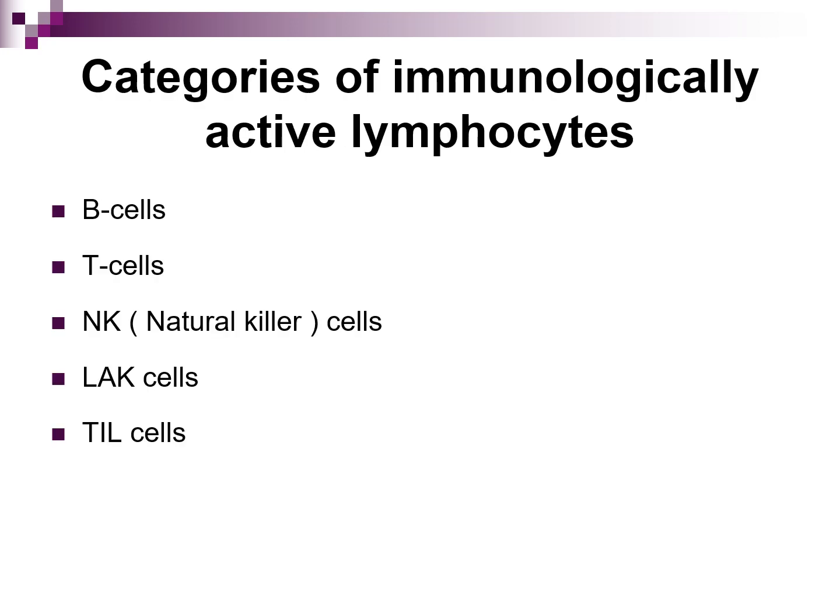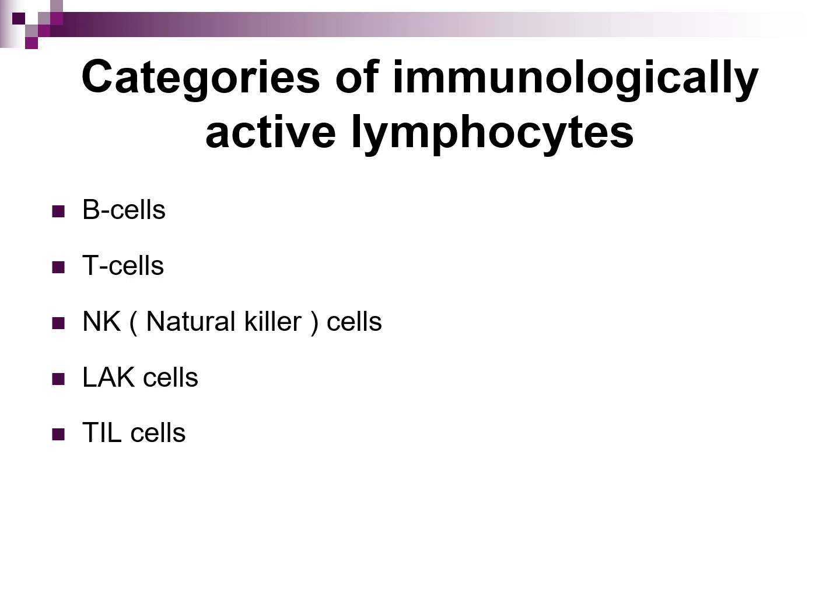Let's go ahead and talk about the categories of immunologically active lymphocytes. We've got the B cells, and they're called B cells because these cells originate from the bone marrow. They represent about 15 to 20% of all lymphocytes, and they turn into plasma cells, and those plasma cells make immunoglobulins. We have our T cells, which originate from the thymus, and they represent 60 to 80% of all lymphocytes, and they are responsible for cellular immunity.